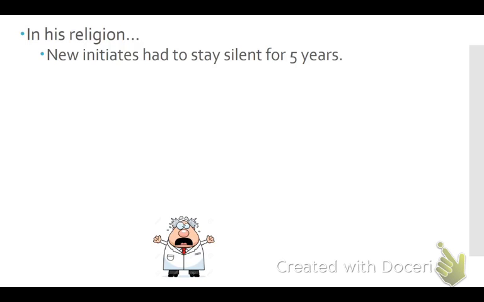So in his religion, new initiates had to stay completely silent for 5 years. So they couldn't talk to anybody else. The reason was he wanted them to be able to think their own thoughts. He thought that in order to be enlightened about yourself and about the world, you had to be able to be silent. Which I think is a decent idea, but not for 5 years. Maybe for like 30 minutes.